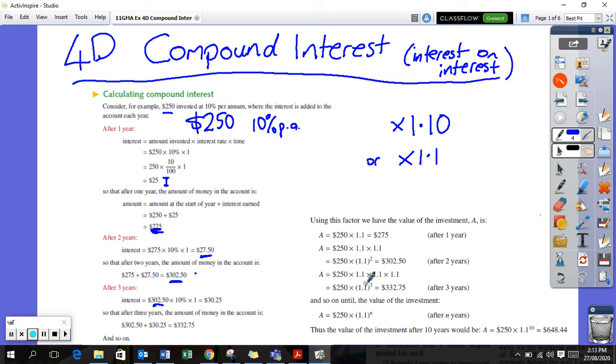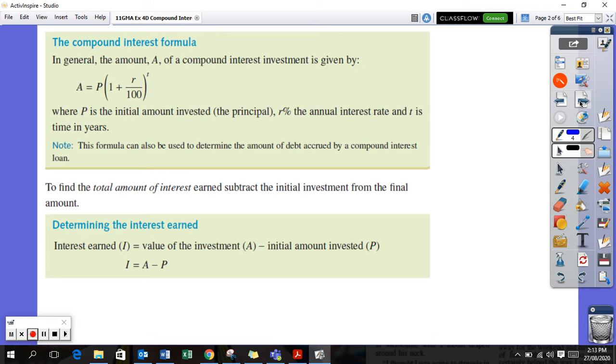So if n is 10, if we want 10 years, we multiply by 1.1 to the power of 10, and that's how much money is in the account. That's the amount of money in the account. Okay, the total amount. So let's look at the formula. We're not going to do that every single time. It's very repetitive. That's what we have maths formulas for, to avoid that sort of repetitiveness. So we have this compound interest formula.